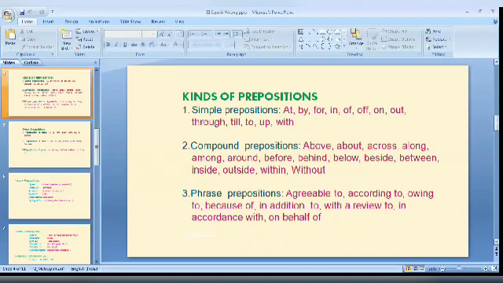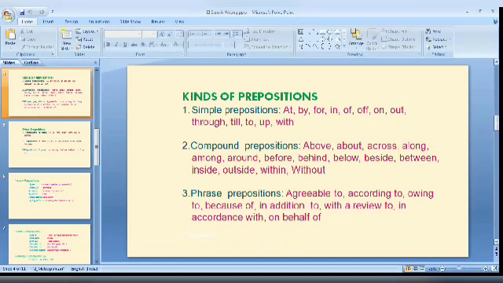Now we try to see the kinds of prepositions. How many kinds are there? How many types are there? Basically, prepositions are divided into three types, three kinds. The first group of prepositions are called as simple prepositions. Second type are called as compound prepositions. And the third type are called phrase prepositions. So I hope you know some words that can be categorized as prepositions.